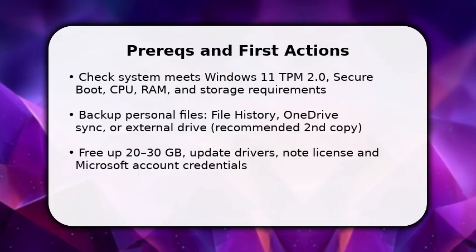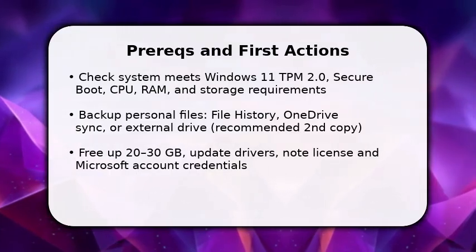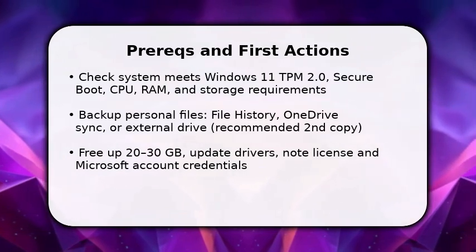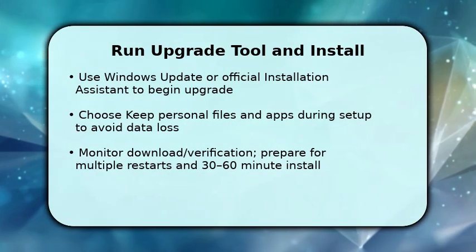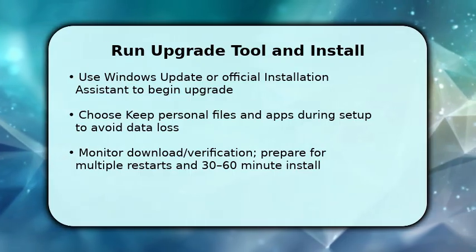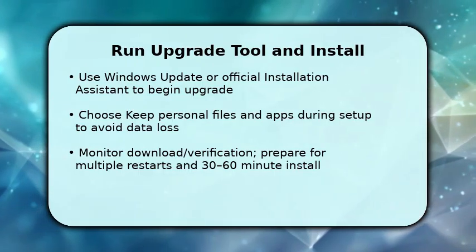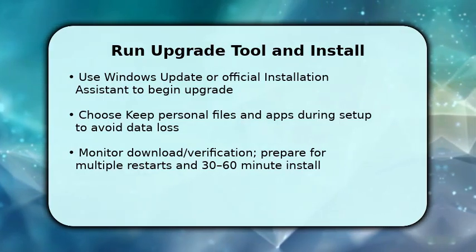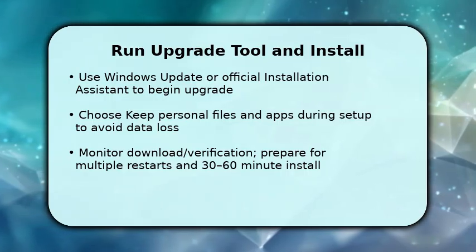Then run Windows Update and update drivers, so the upgrade tool has the latest components before you begin the installation. Launch the official installation assistant or check Windows Update and select the Windows 11 upgrade. When prompted, choose Keep Personal Files and Apps to preserve data and installed programs. This is the key option that prevents data loss.